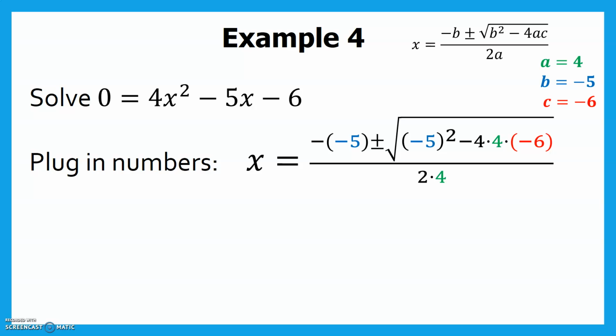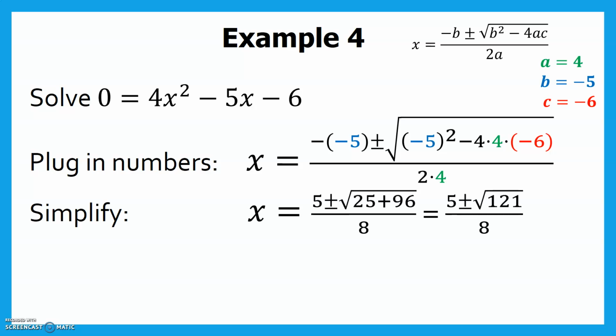So I do the math. So I get minus a -5 is +5, plus or minus, and then under the square root, well, (-5) squared is -5 times -5, which is 25. And then I get -4 times 4, which is -16, times -6, which is +96. And then on the bottom, I get 2 times 4, which is 8. And I just simplify what's under the square root. 25 plus 96 is 121. So I have 5 plus or minus the square root of 121 over 8.